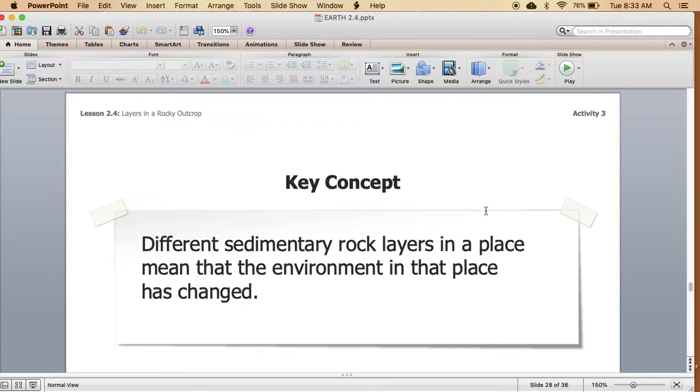If you think back to when you guys were on the sim this Wednesday, you guys might remember that when you changed the sea level, it changed the environment of each location, especially when you sped up time. So the key thing that makes different layers form means that that environment was not the same.